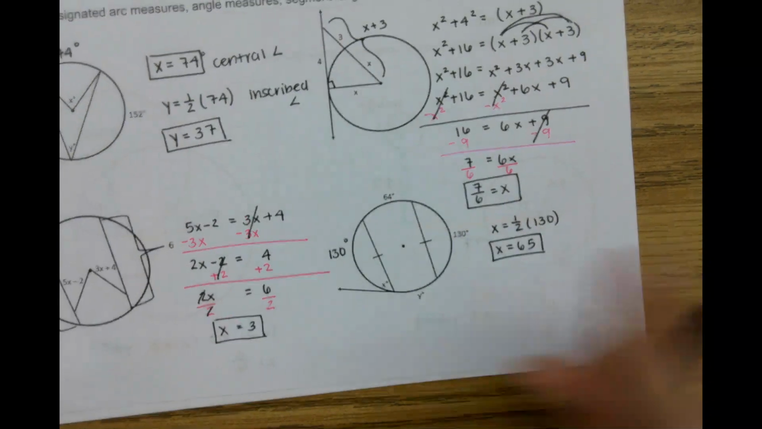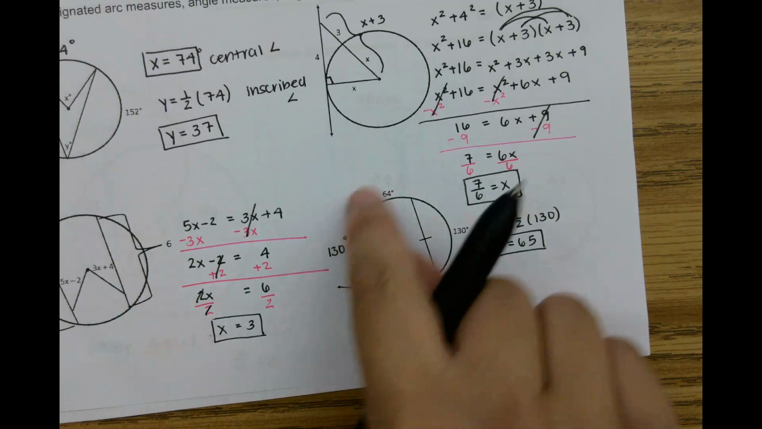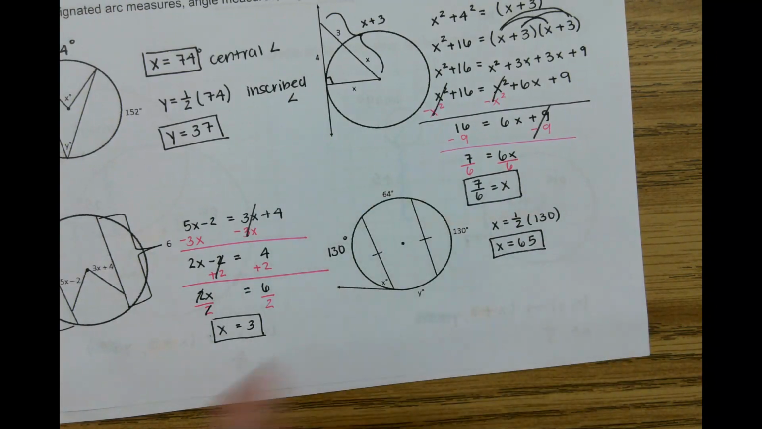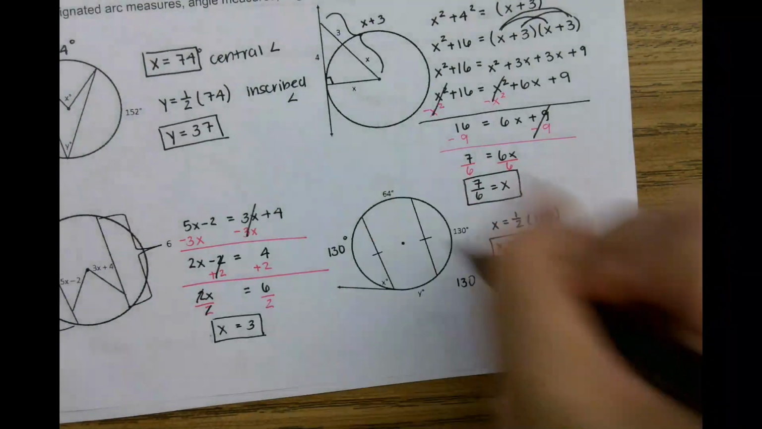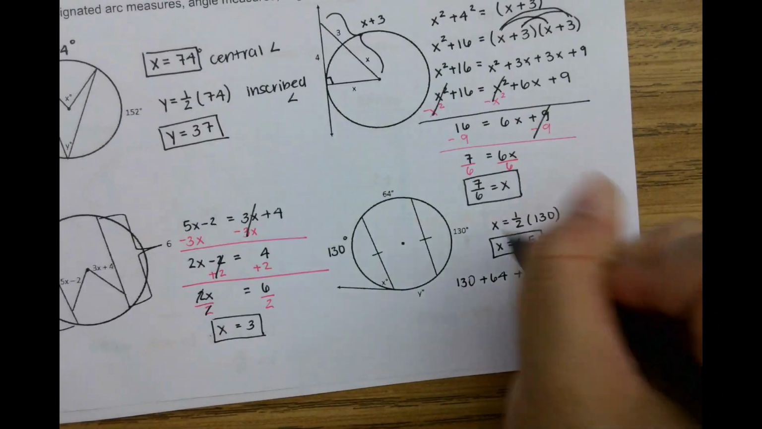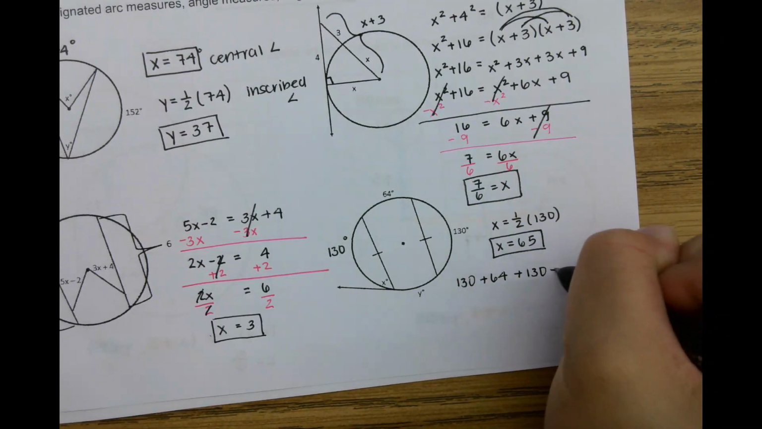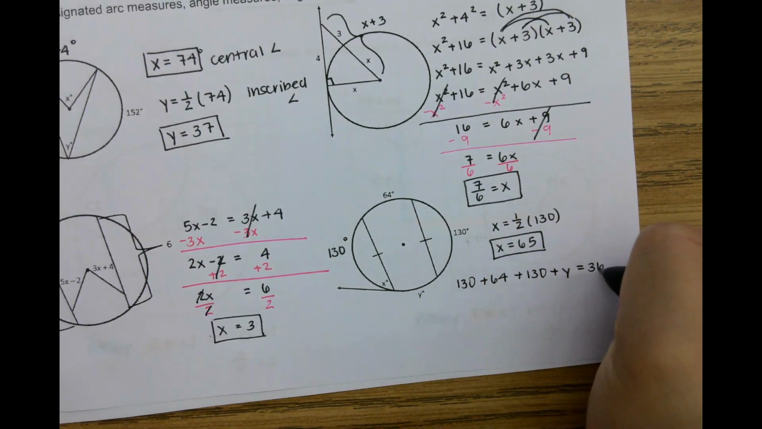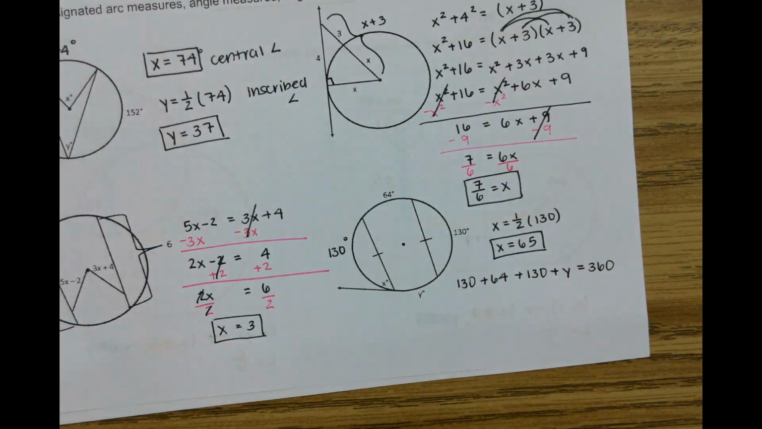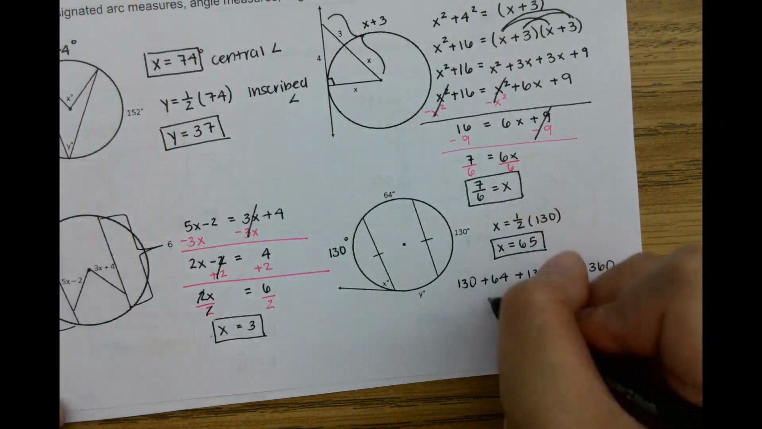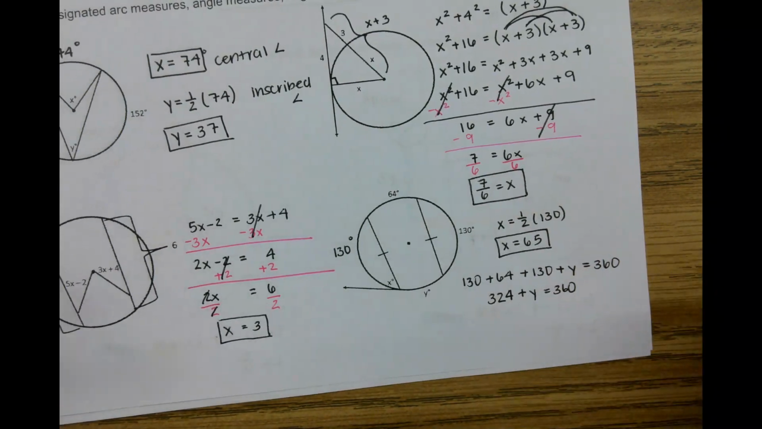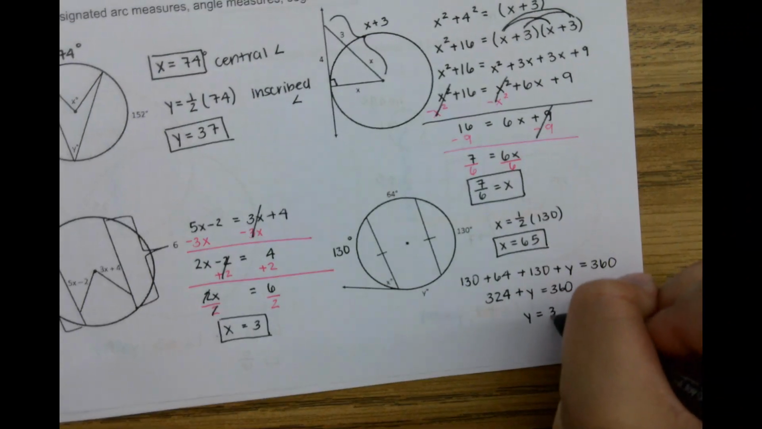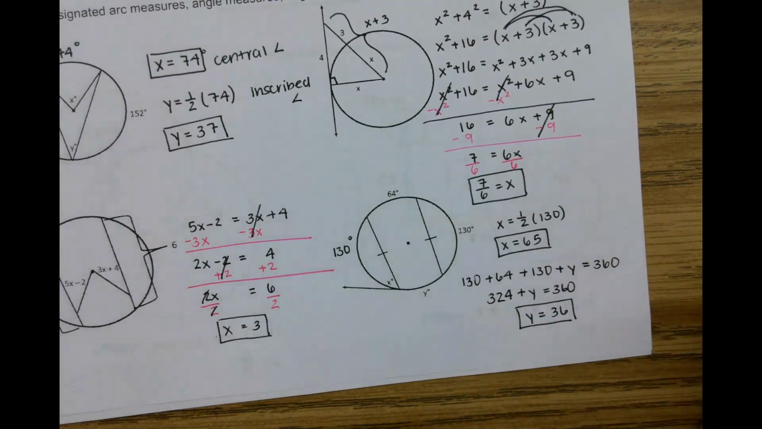Then how would I find out what this y is? So a circle all the way around, the arc should measure to be 360 degrees. So here, 130 plus the 64 plus 130 plus y should give me 360. Okay. So 130 plus 64 plus 130 is 324. So 324 plus y equals 360. If I subtract 324 from both sides, y equals 36. There we go.